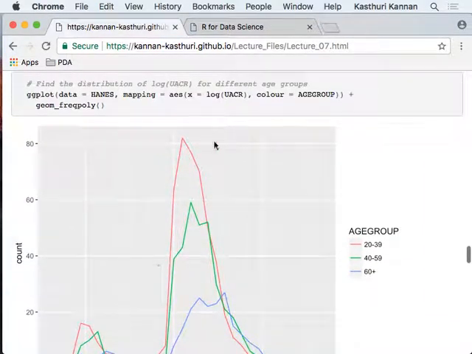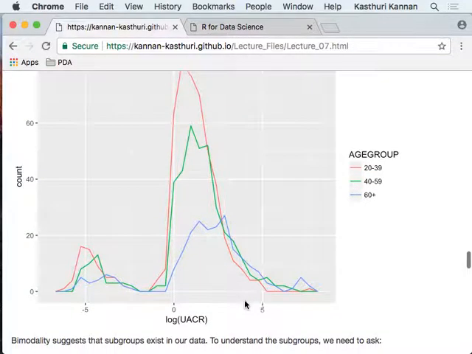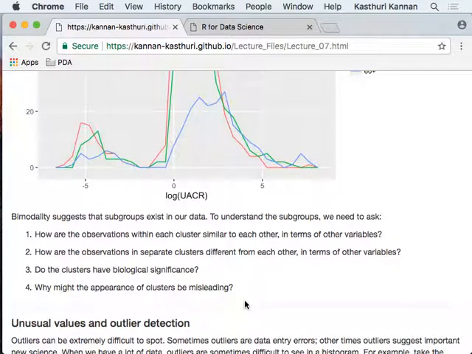I am plotting the log of UACR values against the age group, and you see this is a bimodal distribution. Bimodality suggests that there are subgroups in the data. There are already two subgroups, and to understand them we can ask: how are the observations within each cluster similar to each other in terms of other variables? Is there any other variable under which they form a group? And how are these separate clusters different from each other in terms of other variables?